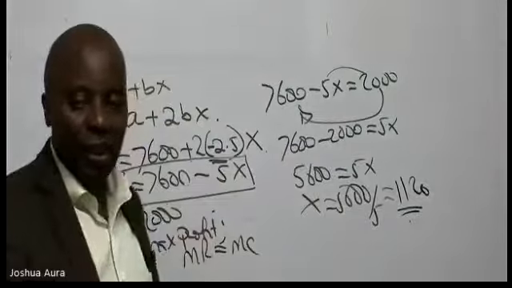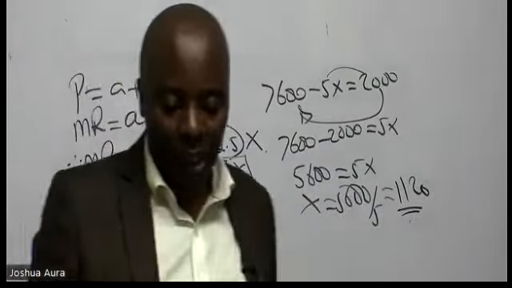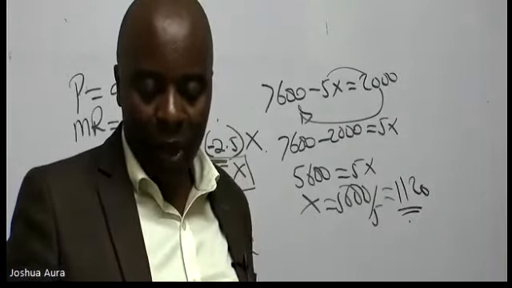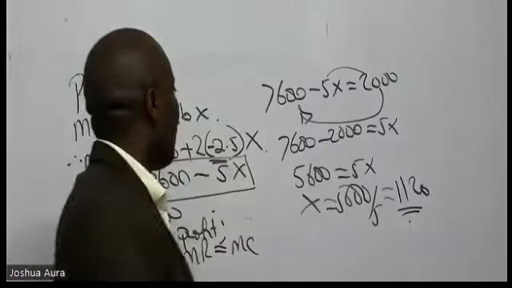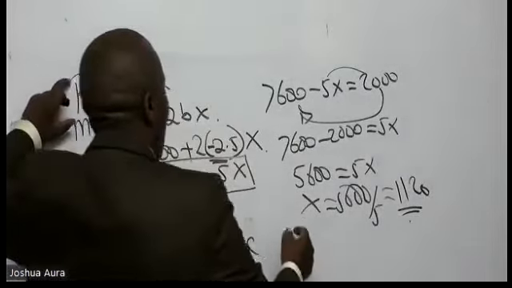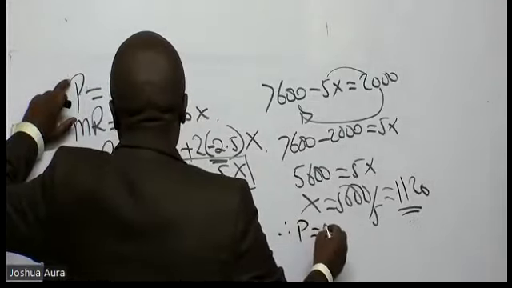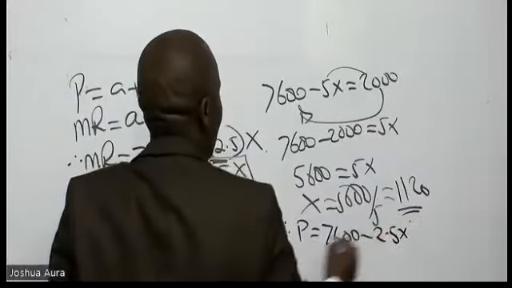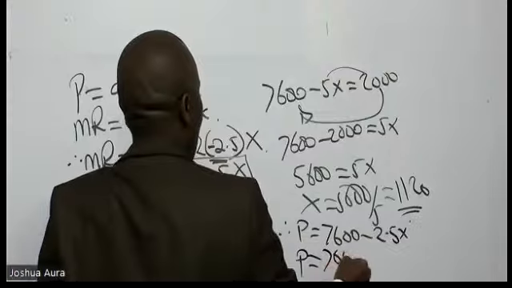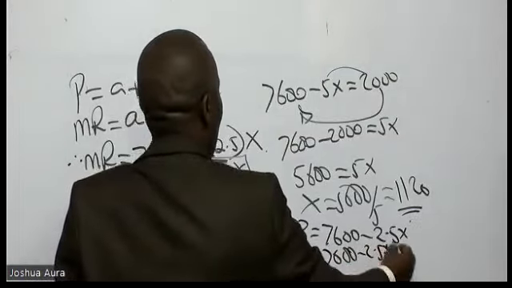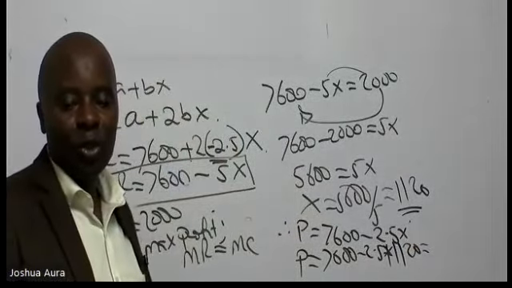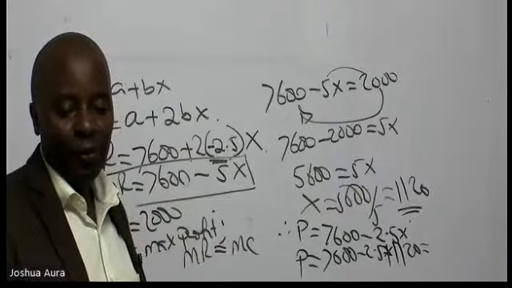So having gotten that as our X figure, please read again. They want the fees. Fees is the same as the price. So they want price, and therefore we know the price function. Our price function was 7,600 minus 2.5X, which is 7,600 minus 2.5 times 1,120, which will end up giving me what figure at the end of the day as my fees? 4,800.